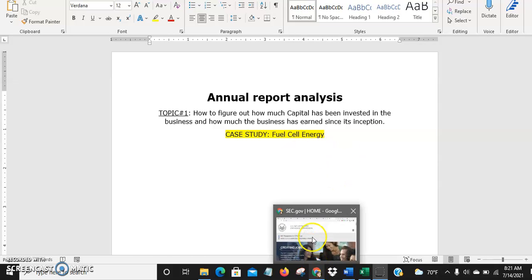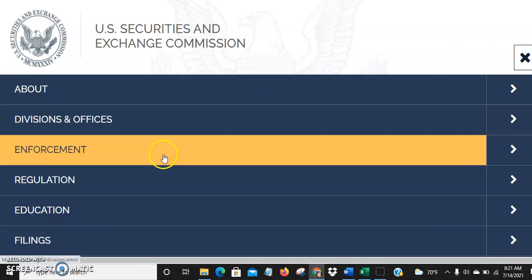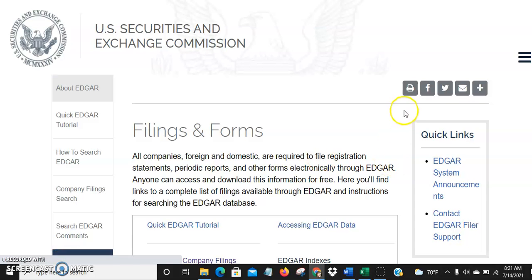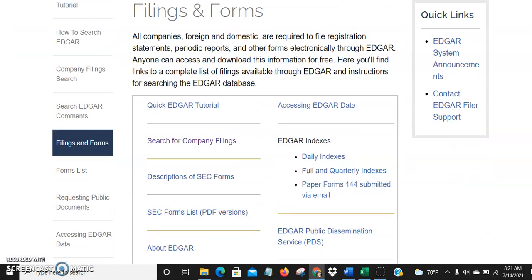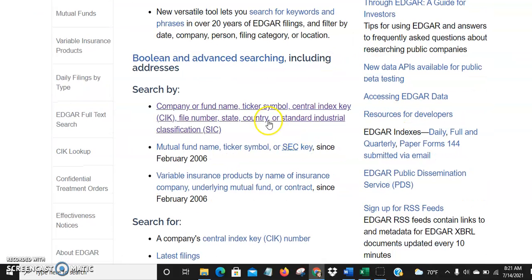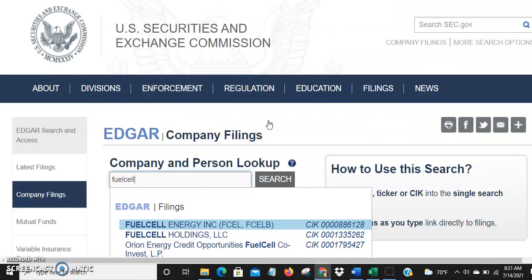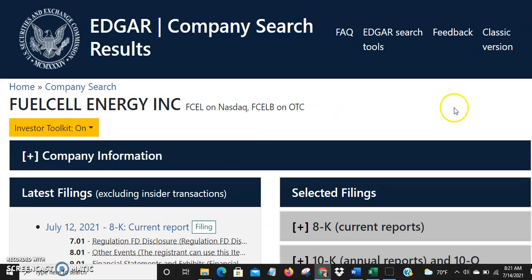This is a US publicly traded company, and we can get all its annual reports through the US Securities and Exchange Commission, at sec.gov. If you go to the website, click on filings, and then come down and search for company filings, you put in the company name. In our case, it's Fuel Cell, and it pops up. You just click there. And I like the classic version.